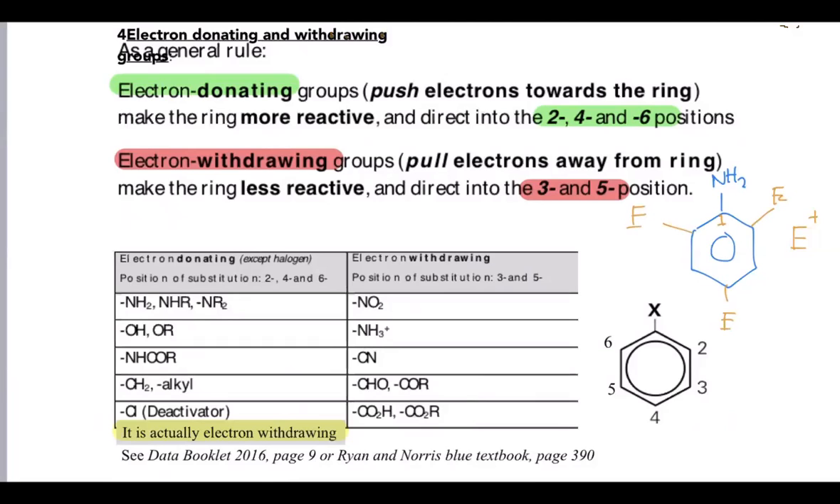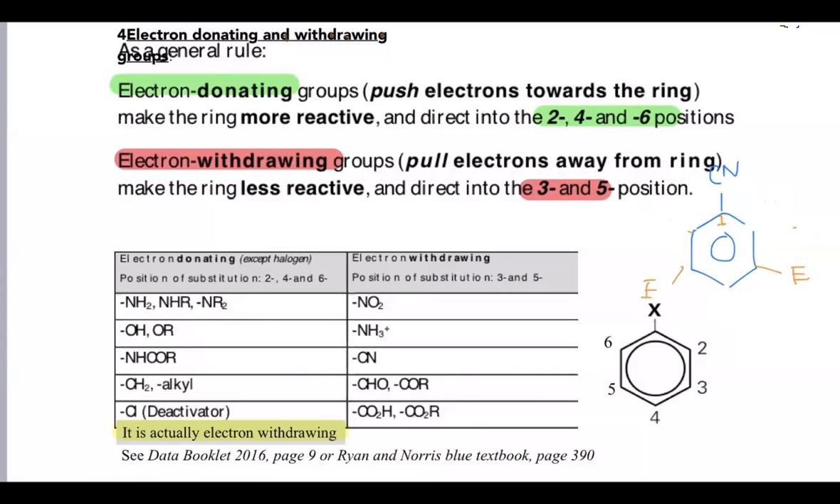Okay, easy. Now, what if I have the opposite group, CN, cyanide? My incoming electrophile will have the option to sit on the 3 or 5 position. Is that clear?